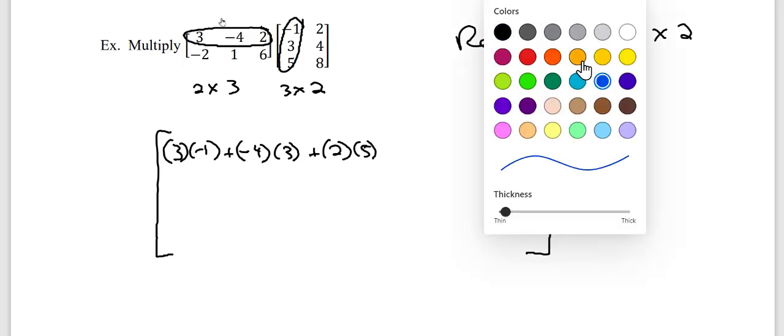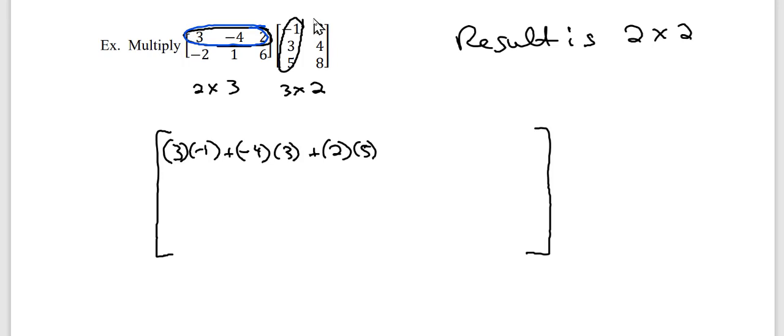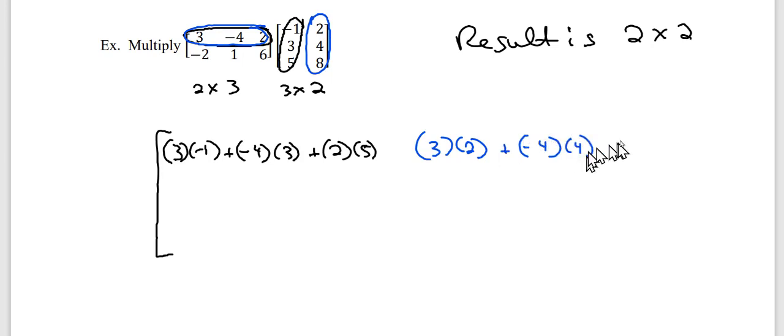Now let's go to multiplying the first row by the second column. That means we're going to put it in this spot because that is the first row, second column position in the result, right? If you're multiplying the first row by the second column, you're going to put it over here in the first row, second column. Erase that, I might need more space. So we do 3 times 2, plus -4 times 4, plus 2 times 8.